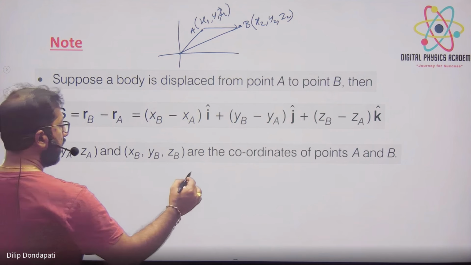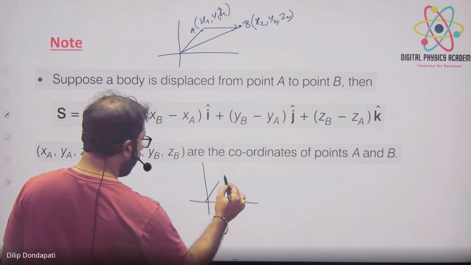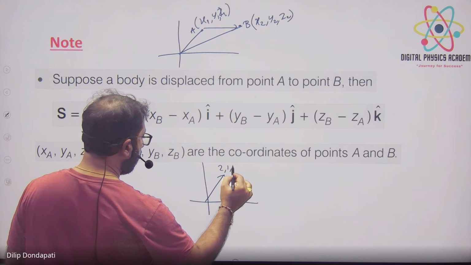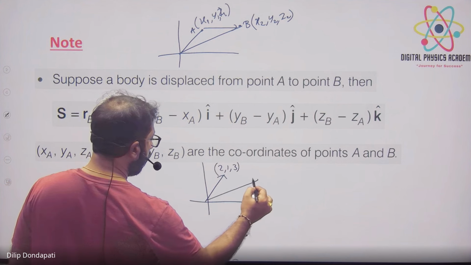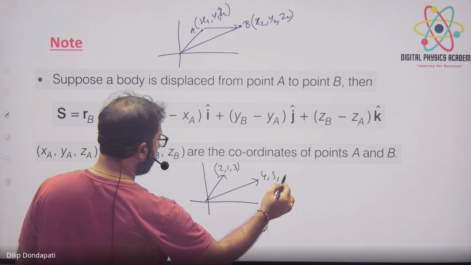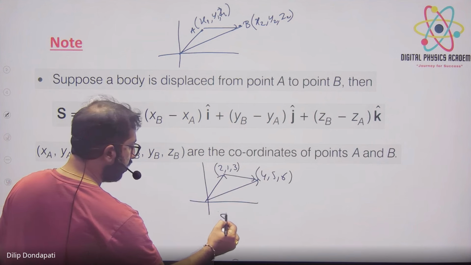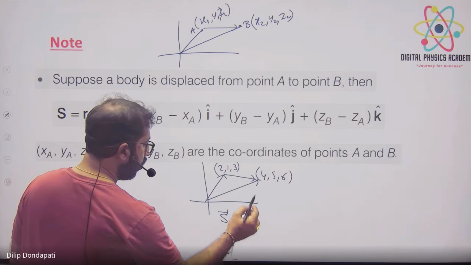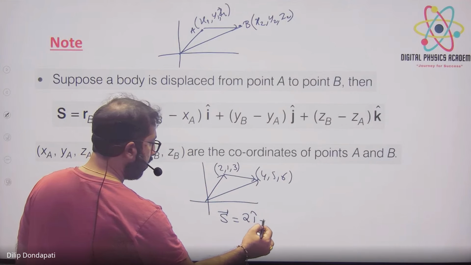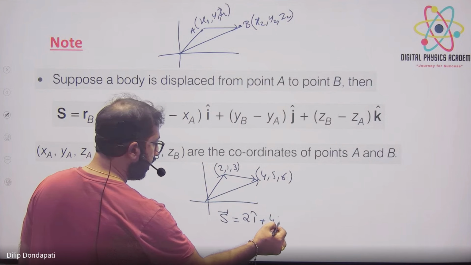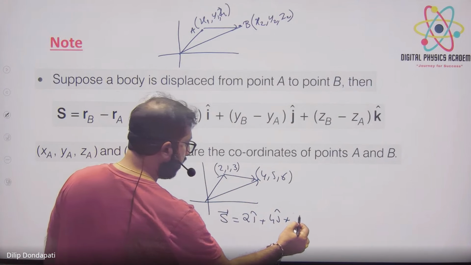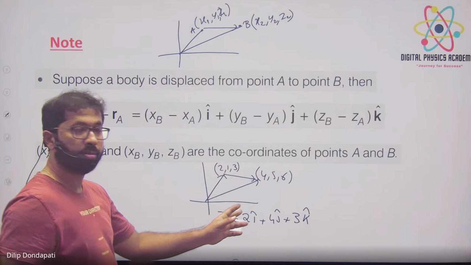Suppose the particle went from 2 comma 1 comma 3 to 4 comma 5 comma 6, so what is the displacement, tell me, in vector form? Displacement how much? So 2 i cap plus 4 j cap plus 3 k cap. 4 minus 2 is 2 i cap, 5 minus 1 means 4 j cap, plus 6 minus 3 is 3 k cap. Then only we will get the displacement.